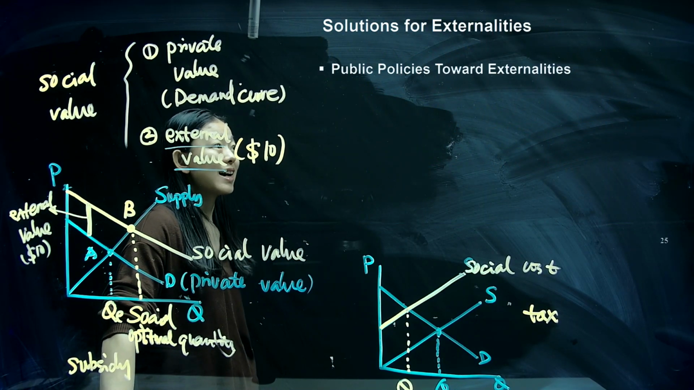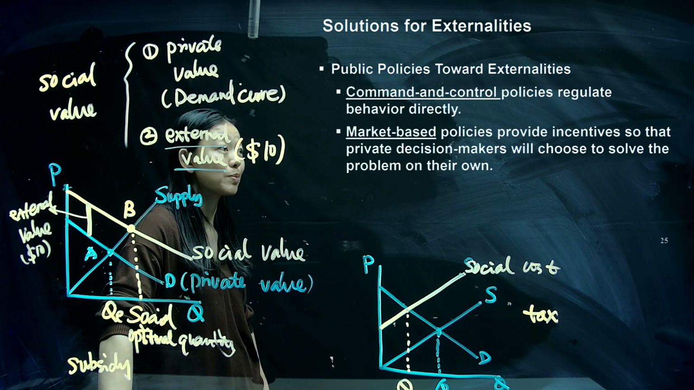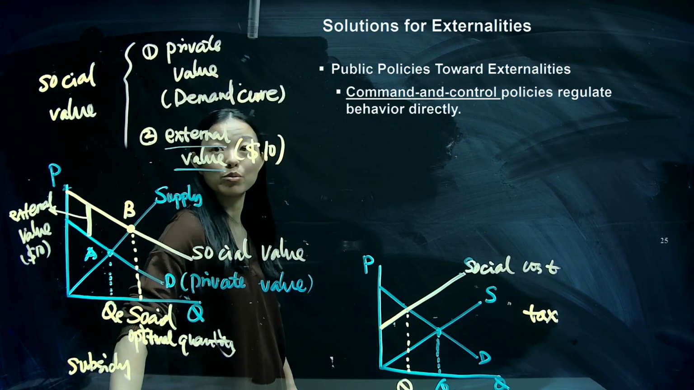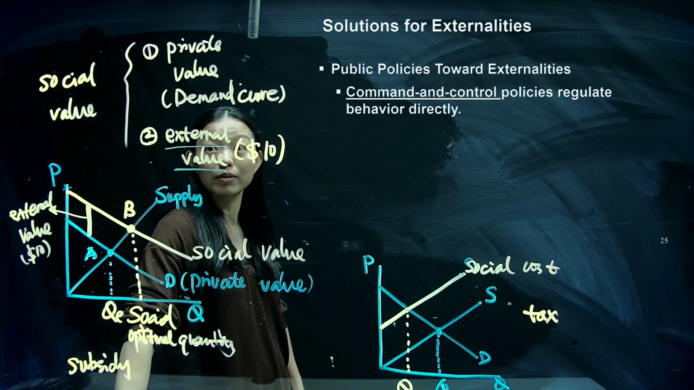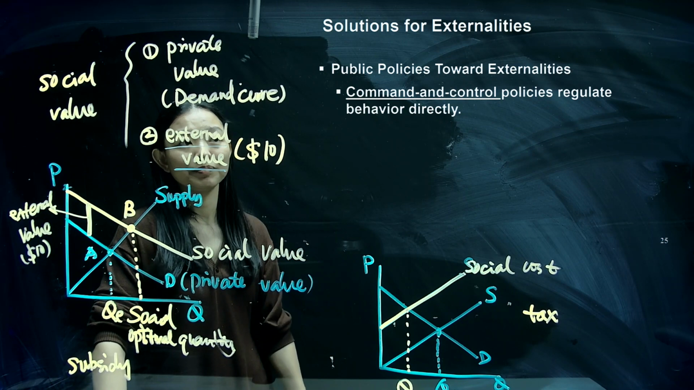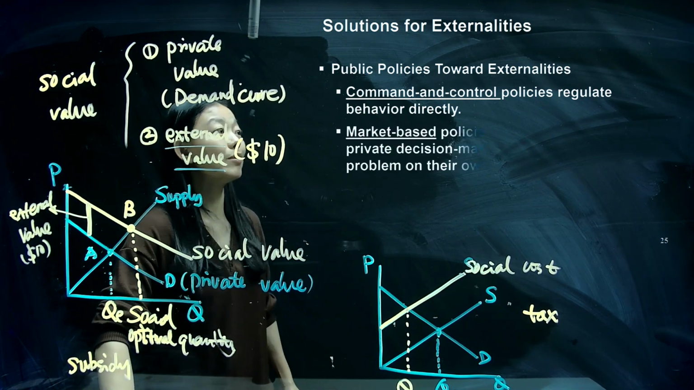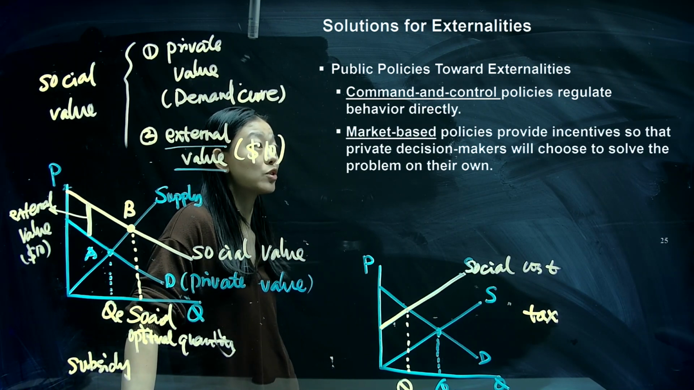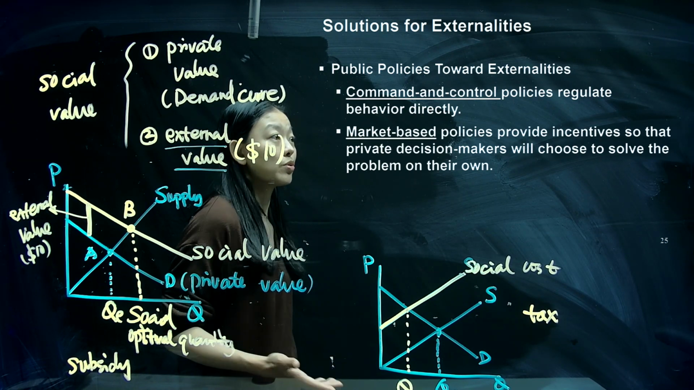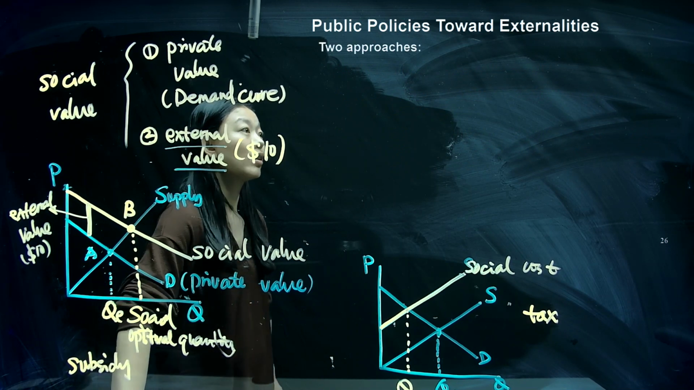So the solutions for externalities, as we just talked about: we can use public policies towards externalities by command and control policies to regulate the behavior directly. So government can impose regulations on usage, for example, pollution standards. Those will be the command and control policies. Government can also have market-based policies to provide incentives so that private decision makers will choose to solve the problems on their own. So, for example, we can talk about two approaches.